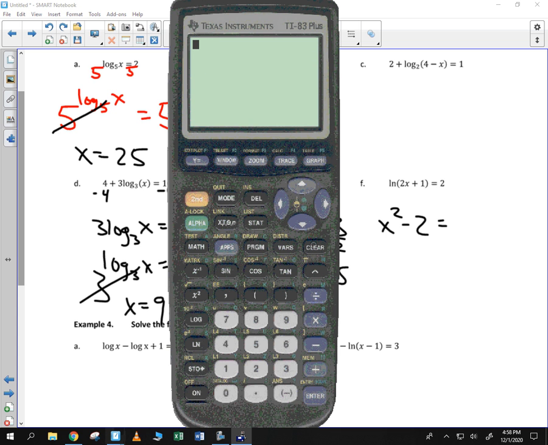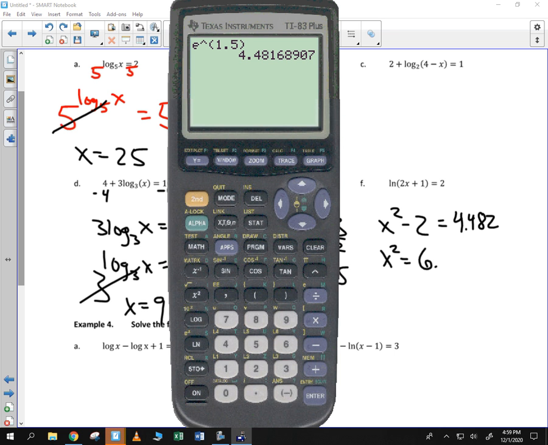Let's look at your calculator. If you click second natural log, you get e to the, and then 1.5, 4.482. Add that 2 over, x squared is equal to 6.482, and then square root.